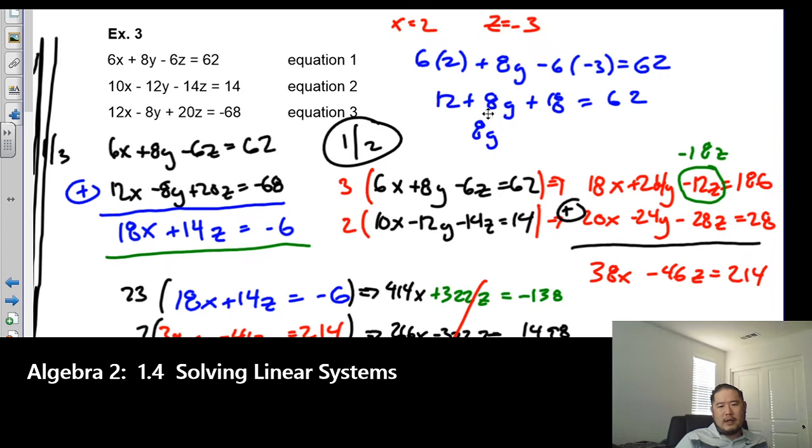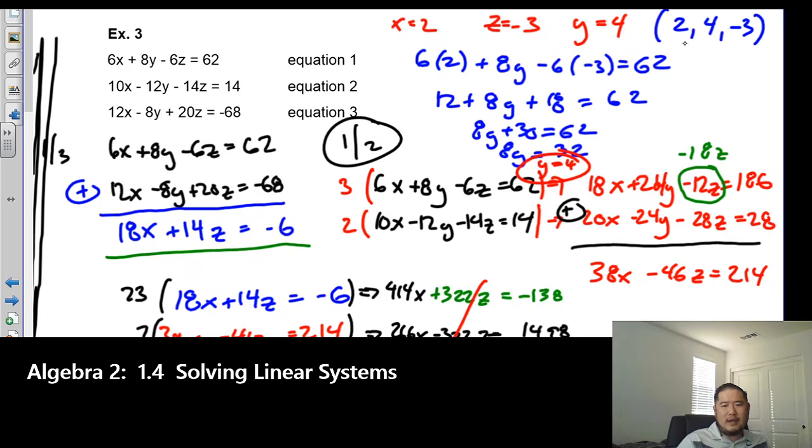8y, we could add 12 and 18, plus 30 is equal to 62. Subtract 30 to both sides, and we're left with 8y is equal to 32. And yes, when we divide both sides by 8, y is equal to 4. A nice number. And right here, our answer, 2, comma 4, comma negative 3, x, y, z.